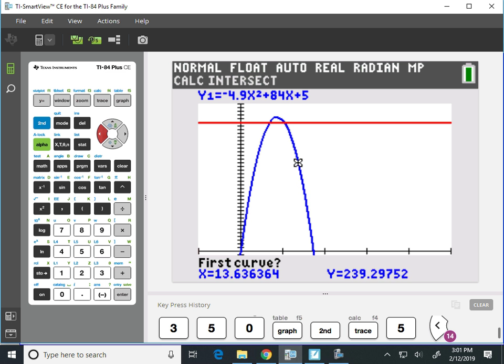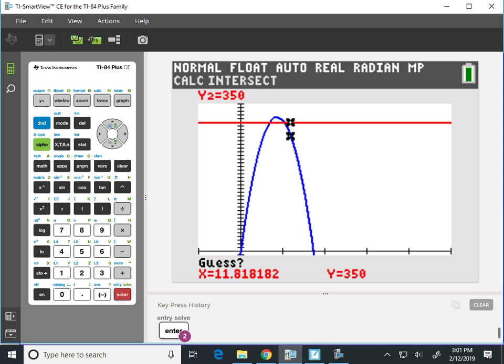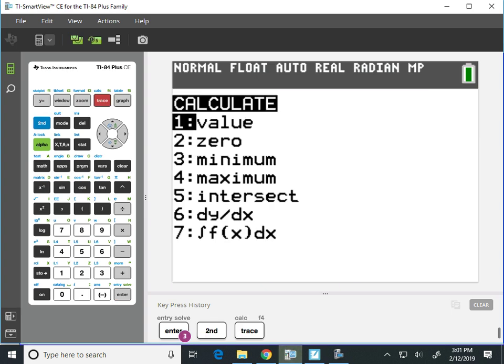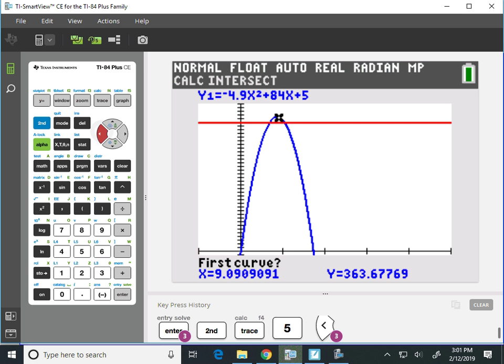Oh, there's the cursor. Okay, so I'll do the right one first. I bring it up, and once I get close, I hit enter 3 times: 1, 2, 3. It says that we intersect right around 10.3, 350. So I'm going to write that ordered pair here: 10.3, 350. And then the other ordered pair, second trace, number 5. I bring the cursor to the other side, closer, hit enter 3 times. And that's at 6.8, 350.